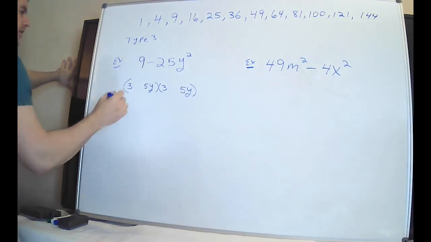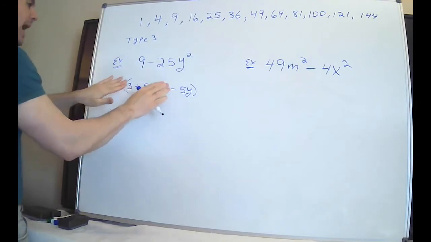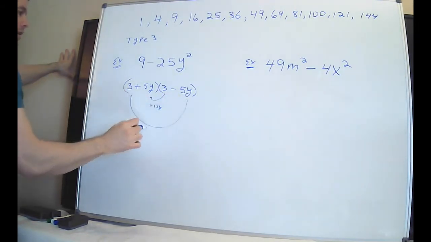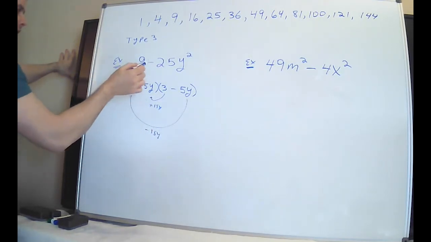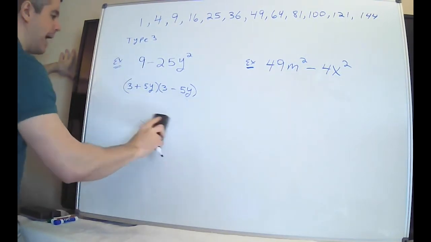Now, one of them has to get a plus, and one of them has to get a minus. They have to be opposites so that the middles cross out. In the middle here, I would get a positive 15y. And on the end, the inner and the outer, you get a negative 15y. They cross out. That's why there's no middle. That's why it's not a trinomial. That's why it's a binomial.